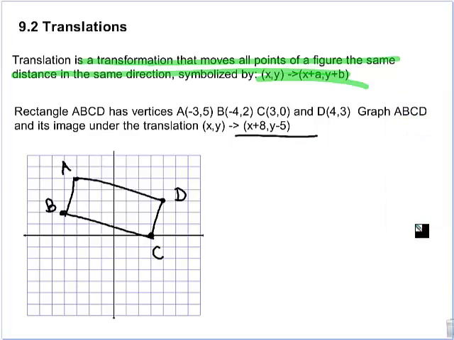So for each point, how far in the x direction should I move it? Plus 8, so I'll move each point to the right 8, and then in the y direction I will move 5 down. So if I take point A, I'm going to move over 1, 2, 3, 4, 5, 6, 7, 8 to the right, and 1, 2, 3, 4, 5 down. So here's my new point A. This might go off the graph a little bit, that's okay. For B, I'm going to move over 8 and 5 down.